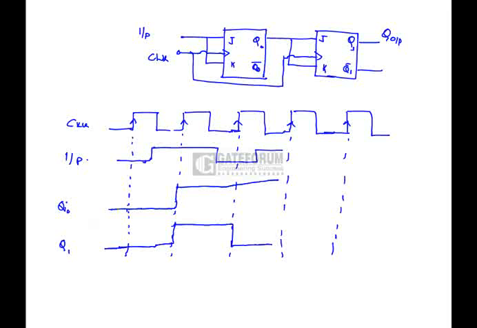So for Q0, the waveform is going to be like this, because if the input is 0, the output remains as it is. If the input is 1, the output is going to toggle, meaning the complement of the previous state. Similarly for Q1, it depends upon Q0. So the final output waveform is Q1, this one.